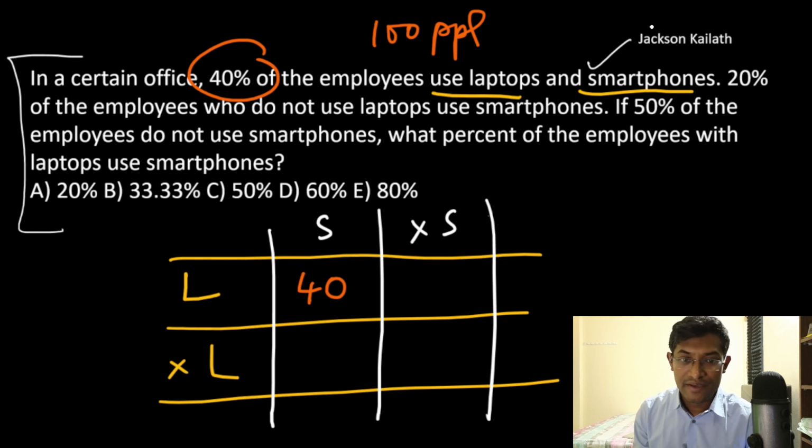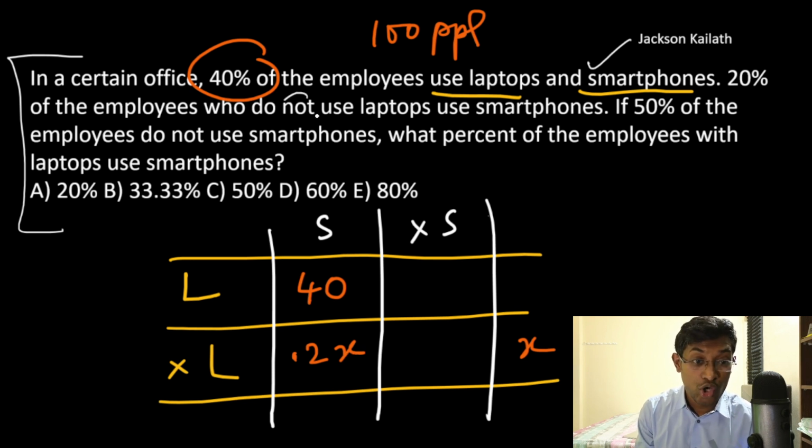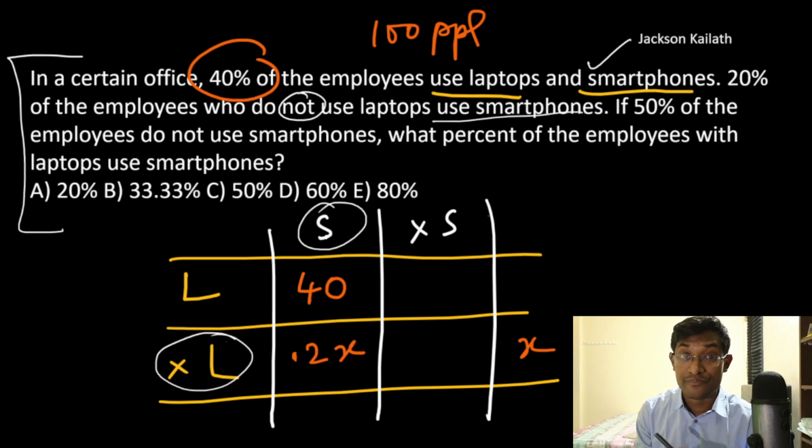Okay, now let's proceed. Over here, it then says 20% of the employees who do not use laptops use smartphones. So employees who do not use laptops is this area over here, right? So let's say that the total number of employees who don't use laptops, let's say that it's X. So if this over here is X, then 20% of X is what we have over here, which is people who do not use laptops. So that's this over here, and use smartphones. That's this over here. So the intersection of this and this is this cell over here, and that is 20% of X.